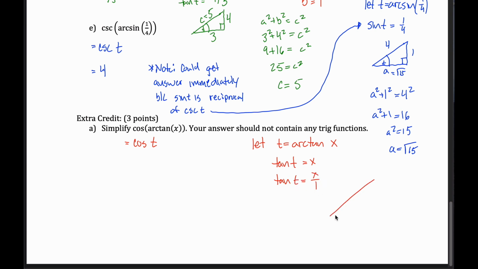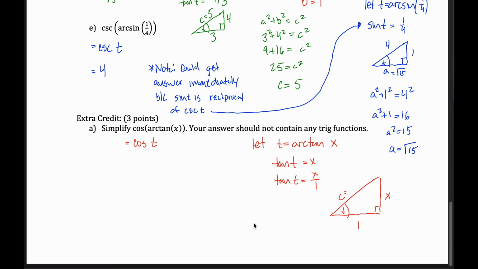Now I can draw my right triangle here. I always throw T down here. SOHCAHTOA tells me that the tangent of this angle T is the length opposite divided by the length adjacent. So in order for tangent of T to be equal to x over 1, I could draw this triangle with an x over here and a 1 here. And I now know two sides of a right triangle, so I can solve for the third side. Maybe I call it C.